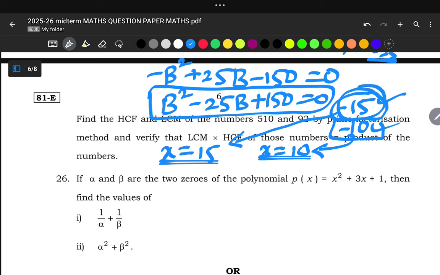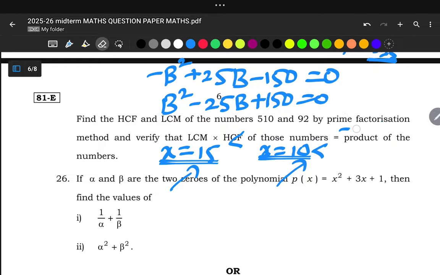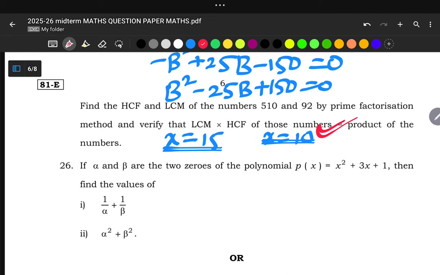If you are getting 15 here, then you will take minus 15. If you have 10 here, then you will get minus 10. But now we have both numbers negative, that's why I am taking both numbers positive. In short form I am telling you how to take the solutions of the quadratic equation. So one value is b equal to 10, and another value is b equal to 15.